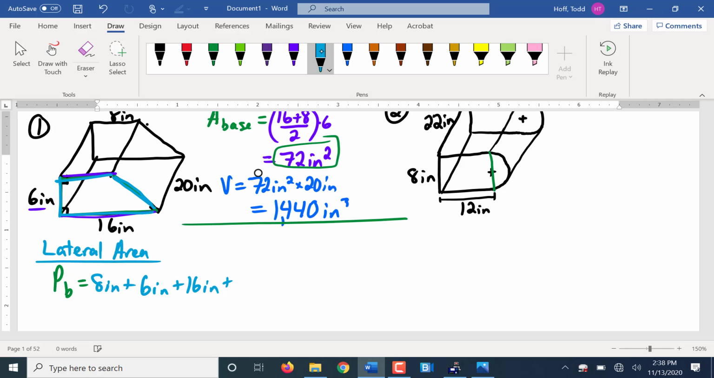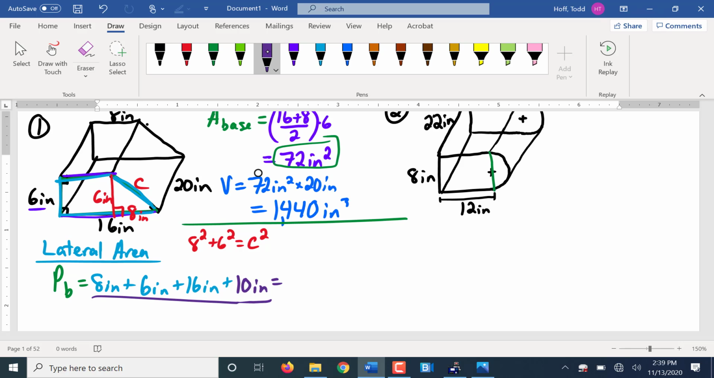How do we find this length? There we go. This is 8 inches. This is 6 inches. So yes, it's 8 squared plus 6 squared equals that length. We'll call it C for now, squared. What do you get for C? 10 inches, good. So it gives us a total there for a perimeter of 40. So 40 inches is the perimeter of our base.